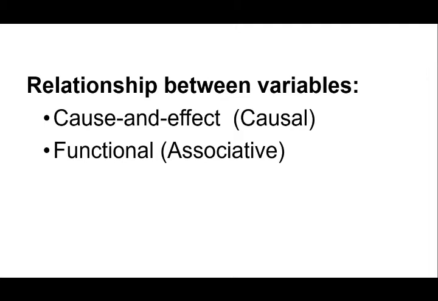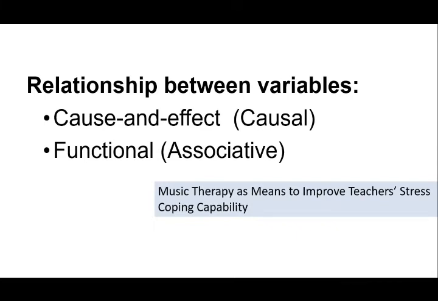Now, the relationship between variables is either cause and effect, which is causal. So, an example is this one. Music therapy as a means to improve teachers' stress coping capability. As you can see, the independent and the dependent variables are associated with a cause and effect relationship. So the independent variable here is the music therapy, while the dependent variable is the stress coping capability of teachers. So with music therapy, usually the teacher's stress can either be reduced or increased depending on the situation. In a conceptual framework, usually their relationship is denoted by a bold arrow or a straight line.